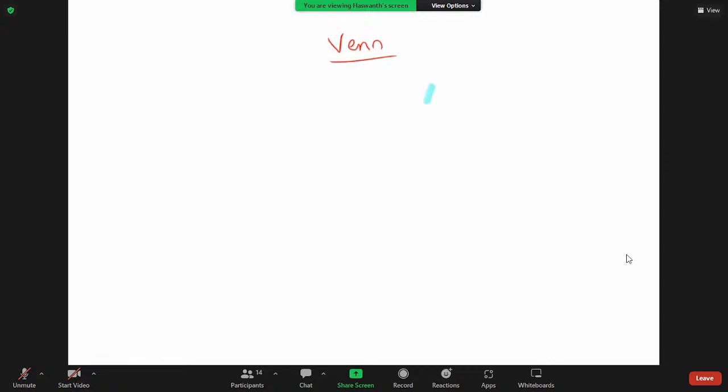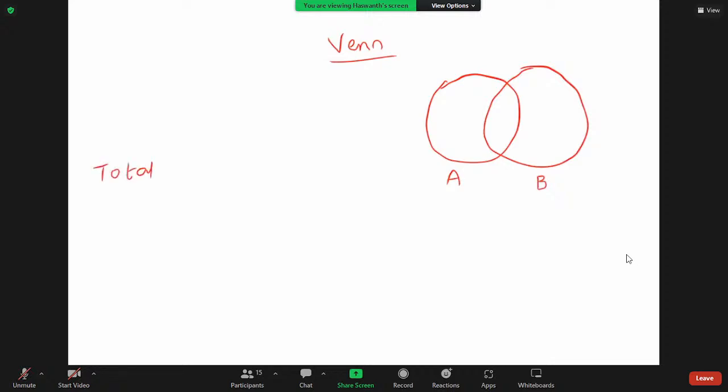Let's say there is a set A and another set B. The formula which we employ here for two cases is: total minus neither is equal to A plus B minus both. Total minus neither is equal to A plus B minus both.